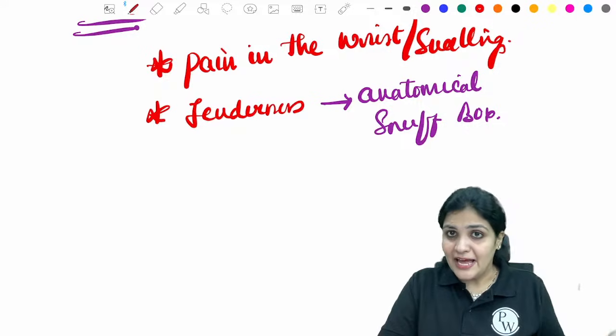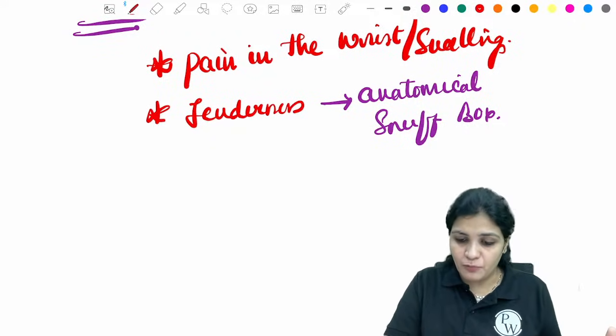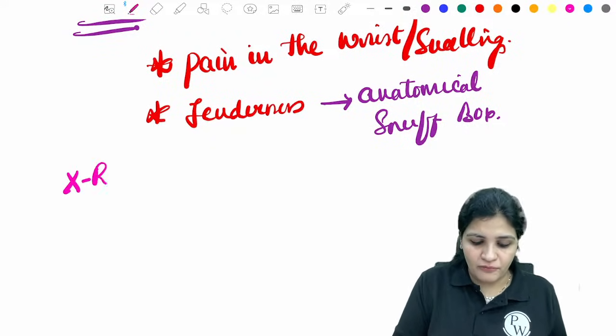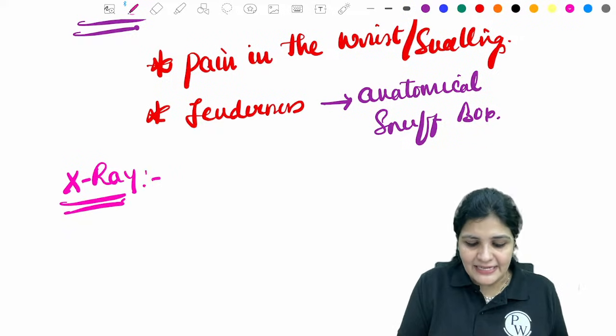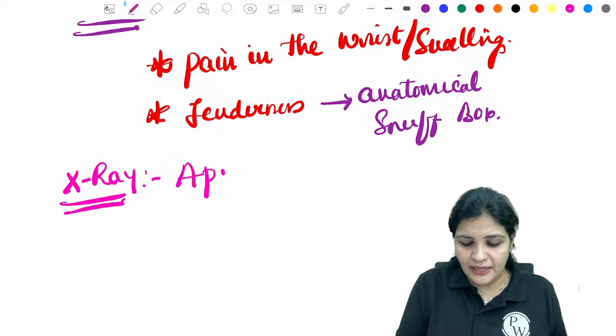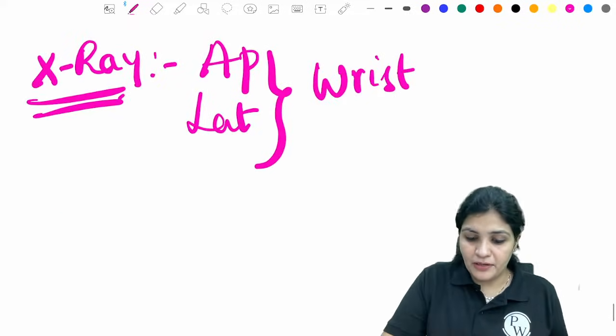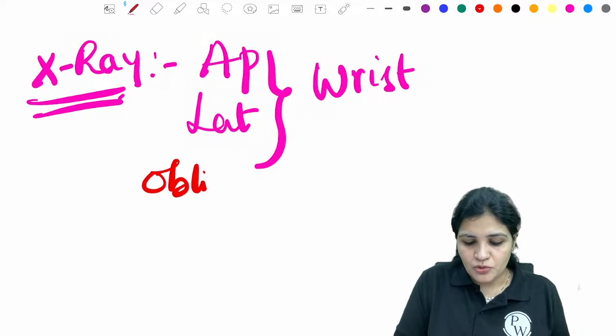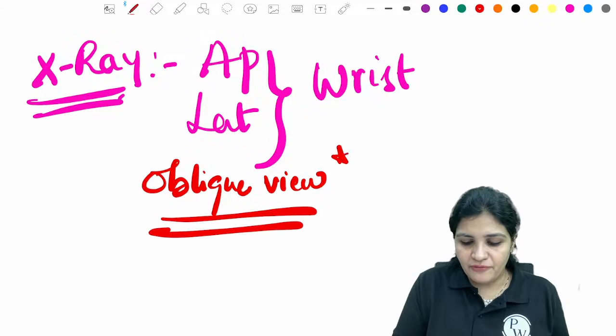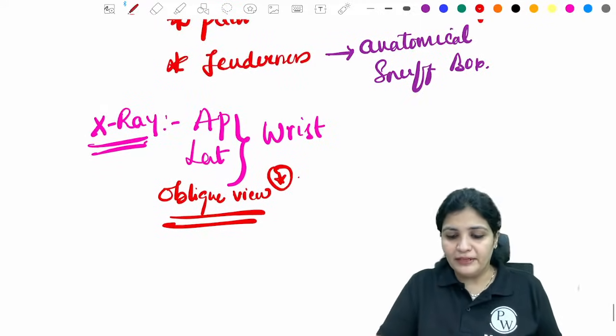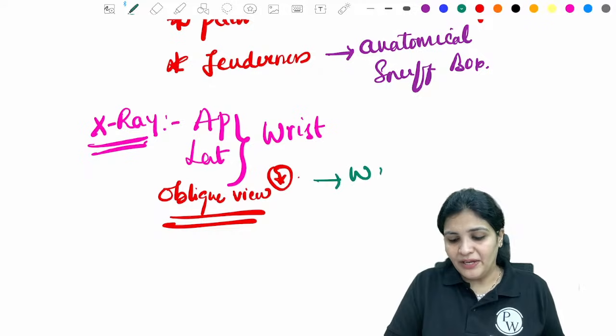And if the patient is having tenderness in the anatomical snuff box, don't hesitate to order the x-rays. These are a series of x-rays where you take AP wrist and lateral wrist views, and the most important is your oblique view. So you have to go for an oblique view in case of a scaphoid fracture. Whenever you go for an oblique view, you can see the waist fracture.